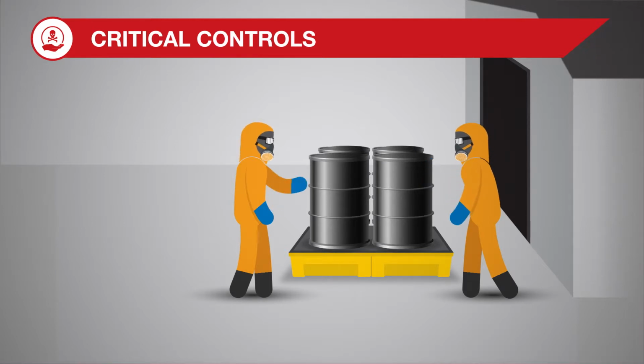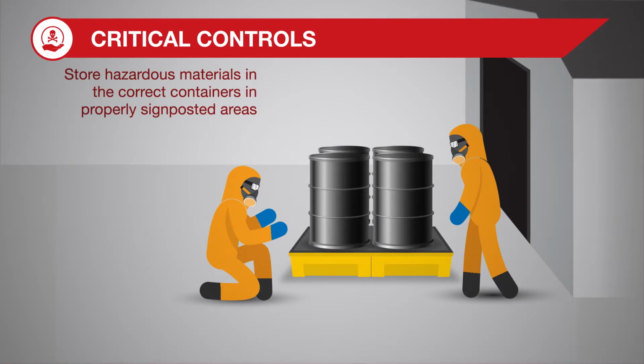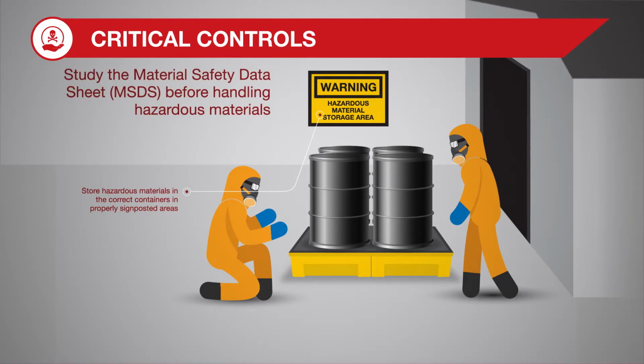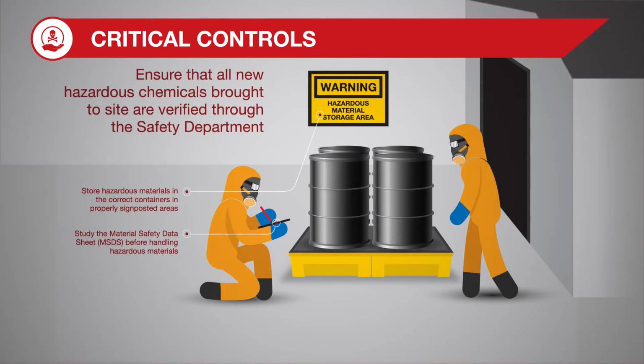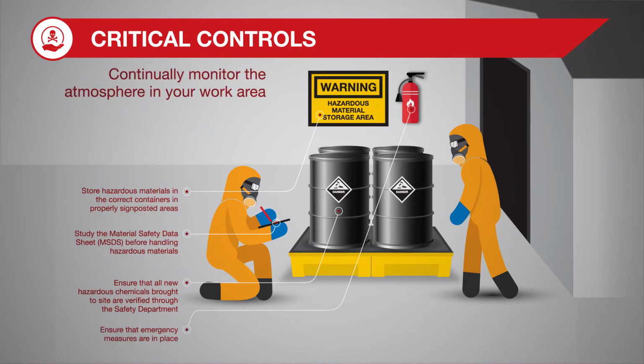The critical controls for hazardous material management are: store hazardous materials in the correct containers in properly signposted areas. Study the Material Safety Data Sheet, or MSDS, before handling hazardous materials. Ensure that all new hazardous chemicals brought to site are verified through the safety department. Ensure that emergency measures are in place.